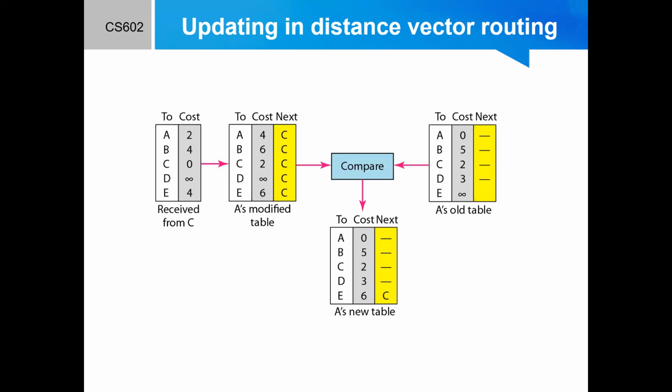Each node can update its table by using the tables received from other nodes. In a short time, if there is no change in the network itself, such as a failure in a link, each node reaches a stable condition in which the content of its table remains the same.